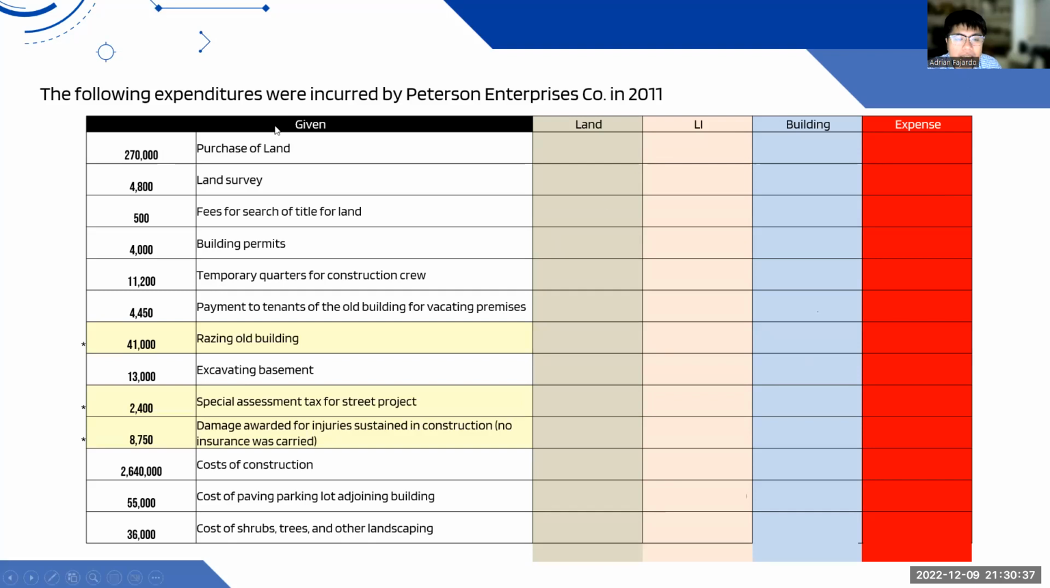So basically, it listed down a bunch of terms, and then it's asking you, what would be the land improvement, and the building? And then, what are other things, right? So kung hindi siya among those three, it's probably an expense because it's a cost, right? So purchase of land, obviously, will fall under land. Land survey, obviously land. Fee for the search for the title of the land is related to land. Building permit, building. Temporary quarters, alam na natin yan, building.